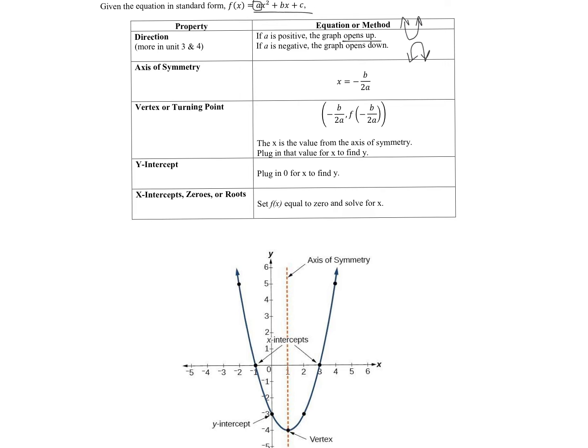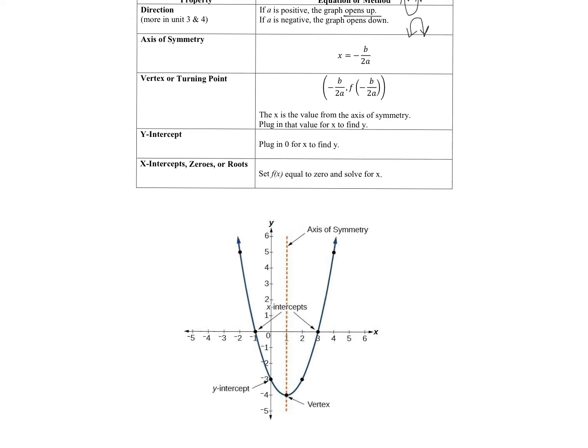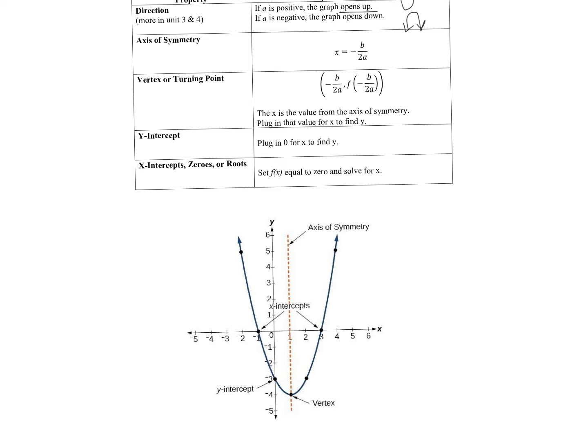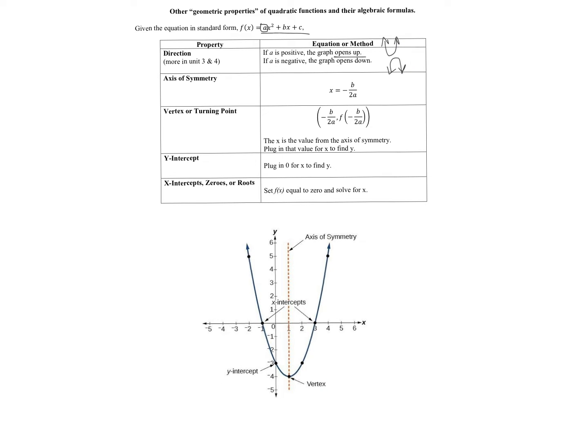So if we look at this graph, we see the dotted line is the axis of symmetry. And from the equation, ax squared plus bx plus c, we have a way to find the equation of that line. So it's x equals negative b over 2 times the a value, and that will give us where that line is. The vertex or turning point of a parabola is always on that axis of symmetry. So whatever x value we found here will be the same. And then this just says plug in that x value to get the y value of the vertex or turning point.